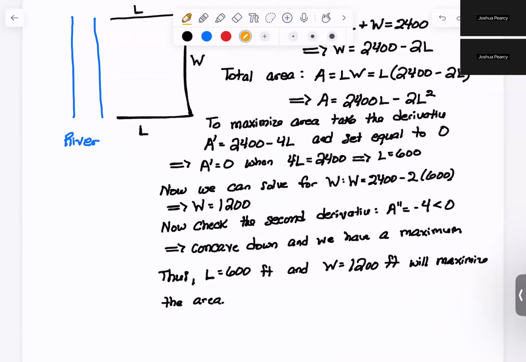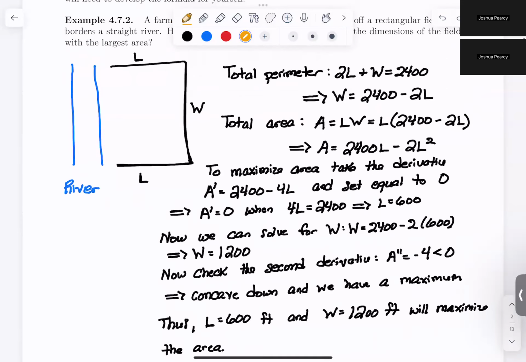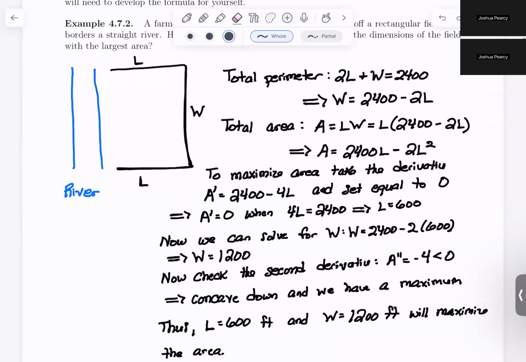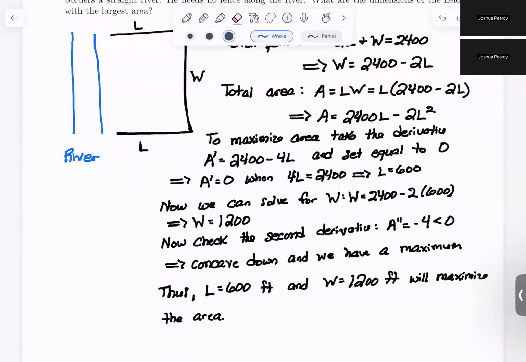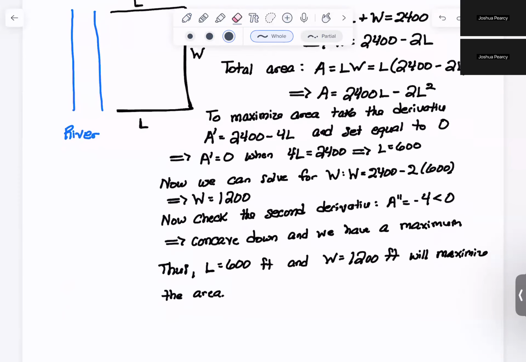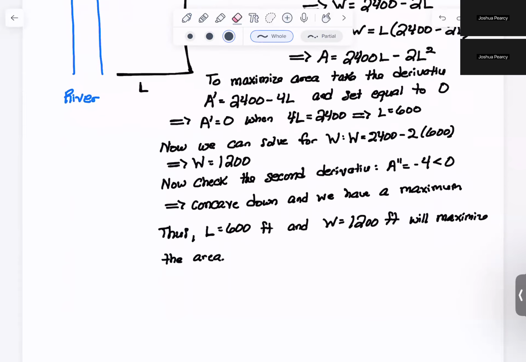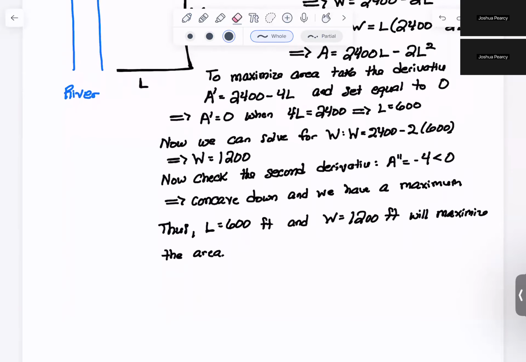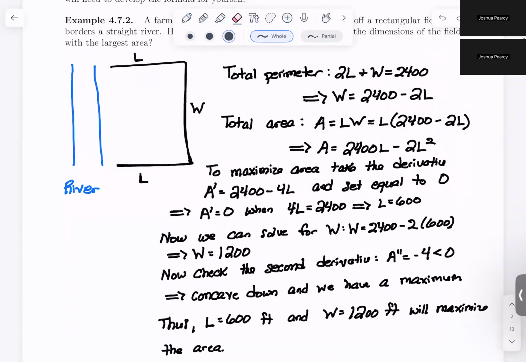Now we need to check that this is a maximum, so we need to take the second derivative. When we take the second derivative of A, we get -4, and -4 is less than 0. Since the second derivative is negative, we have a function that is concave down, and since it's concave down, it does have a maximum. So thus, L equals 600 feet and W equals 1200 feet does maximize the area.